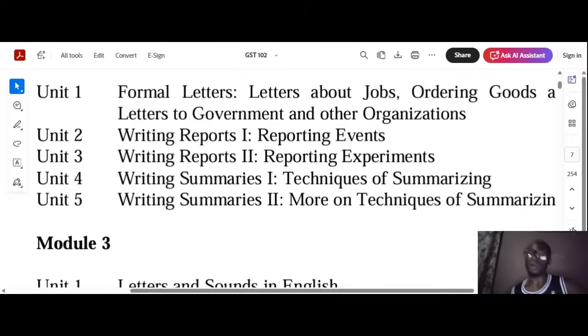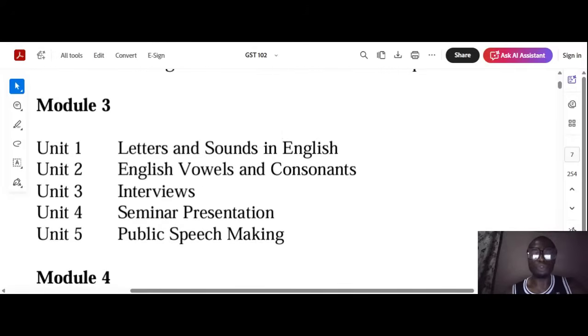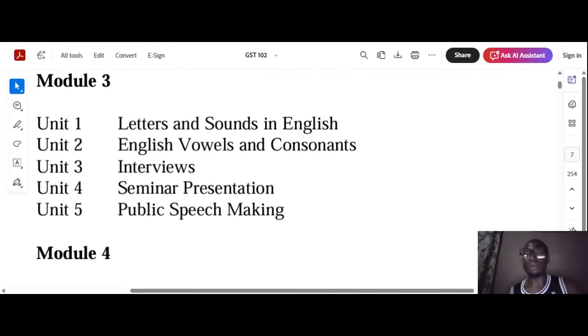So we also talk about techniques of summarizing in Unit 4. In Unit 5 of Module 2, we'll talk about writing summaries part 2, which is more on techniques of summarizing. So we'll move to Module 3 after that, where we'll talk about letters and sounds in English. I am likely going to host this letters and sounds in English on Zoom when we get there.